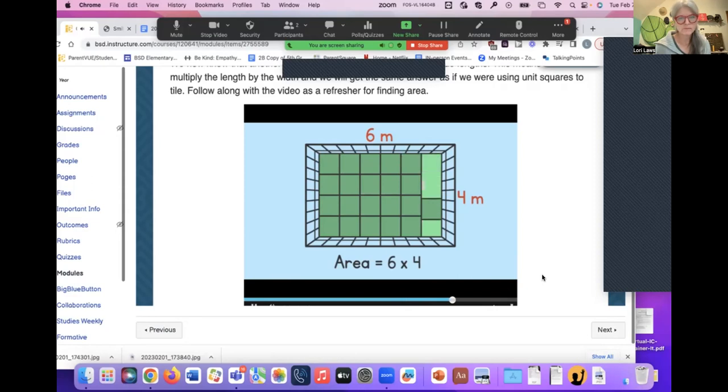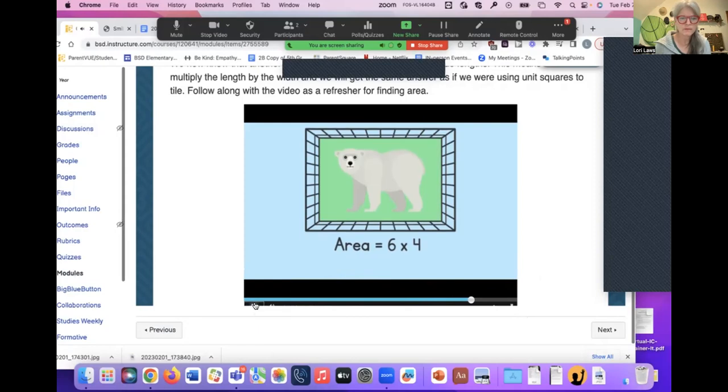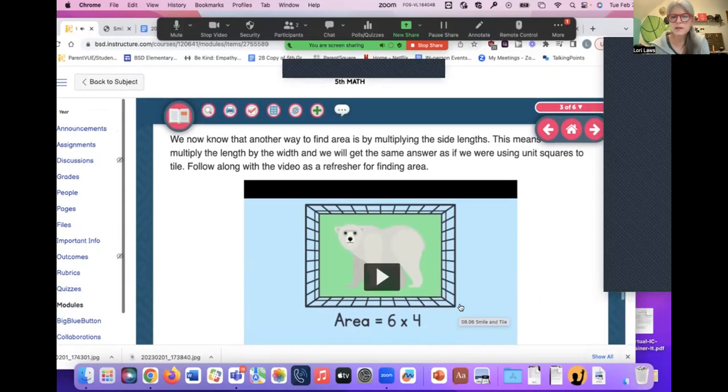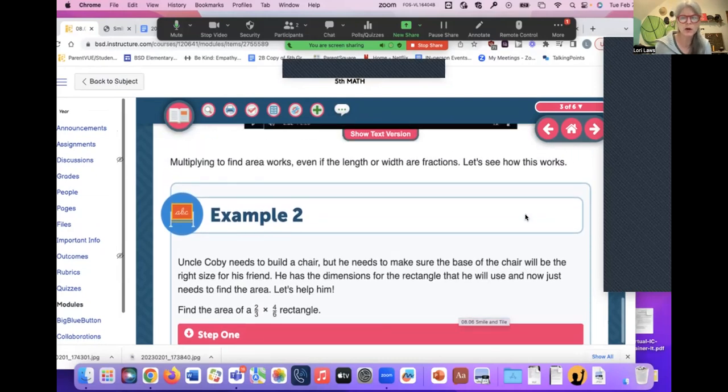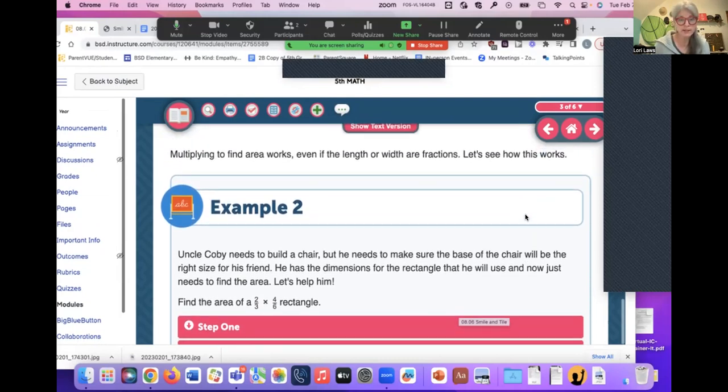If we skip count by 4 6 times, we can find the answer. 4, 8, 12, 16, 20, 24. Okay, so I think you remember how to find area. So then how do we do area when we go to fractions?